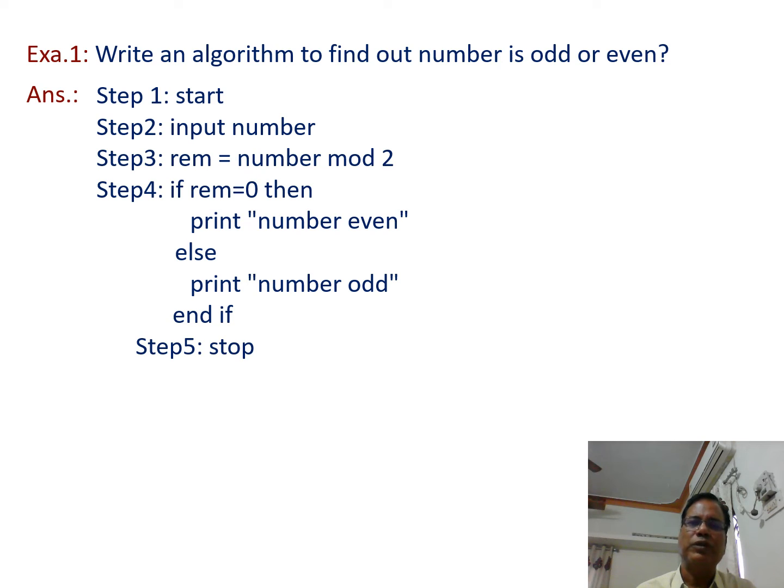So using a control statement, depending on whether the remainder is 0 or 1, we can produce our result, whether the number is odd or even. If the remainder is 0, naturally this gives the number is even. If the remainder is 1, that is, here the condition becomes false, then the second part of the else statement, that is, number is odd, is displayed, and the last step, step 5, is stop.